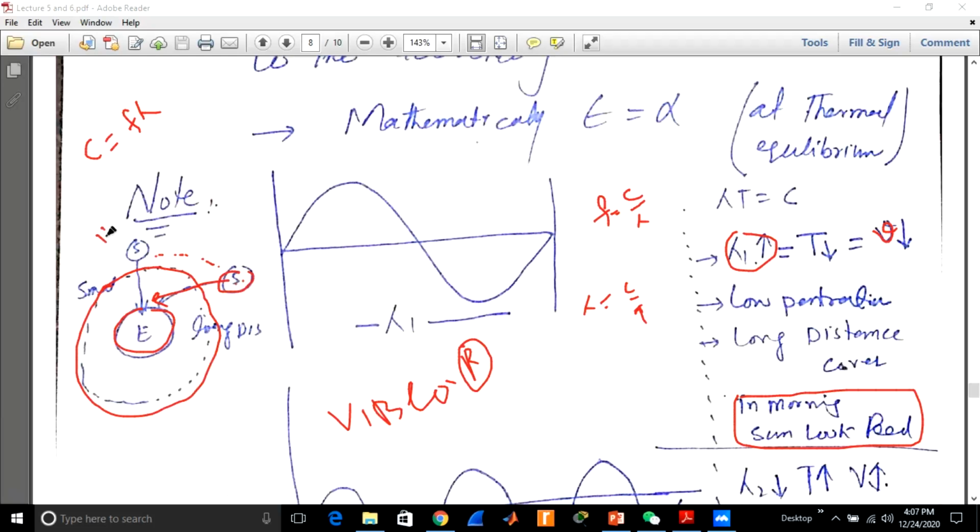When it is 12 p.m., the sun is here, so the rays cover a short distance, so all the rays can come, so it looks white. So in the morning the sun is red. Why? Due to the low penetration over the long distance, only the red waves cover it.